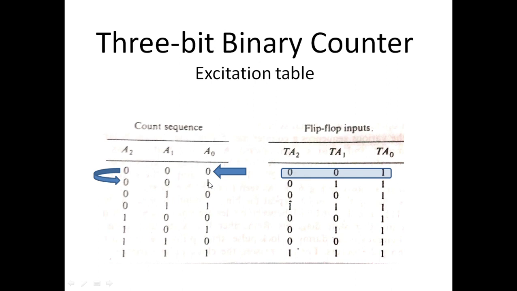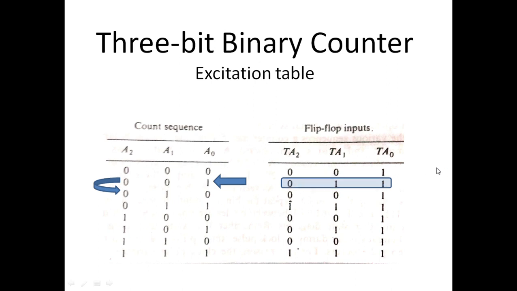To achieve this, we must provide 1 at the T input of flip-flop 0, because that will toggle the current state from 0 to 1. And we provide 0, 0 at the T inputs of flip-flop 1 and 2. By providing 0 at the T input, A1 and A2 will keep their states. They are at 0, so they will remain at 0. So we will achieve 0, 0, 1, and that is the next state.